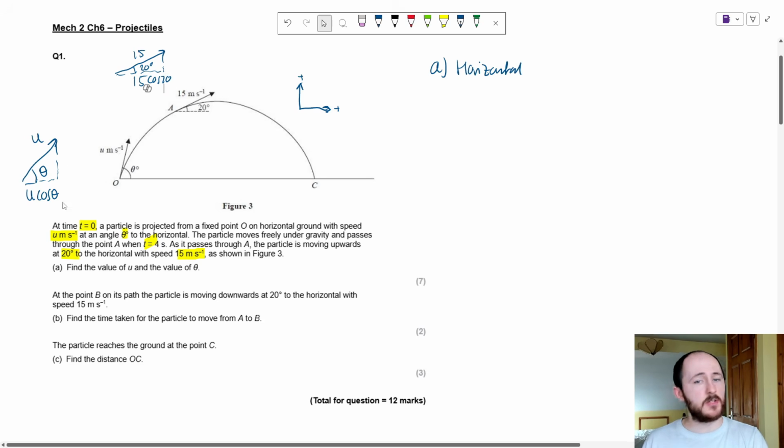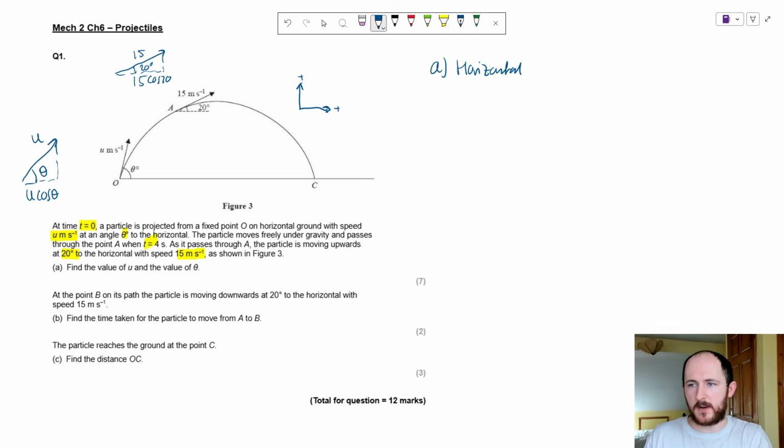Those two values should be equal because again there's no horizontal acceleration. So the starting velocity should be equal to the final velocity. So I'm just going to write u cos theta equals 15 cos 20.